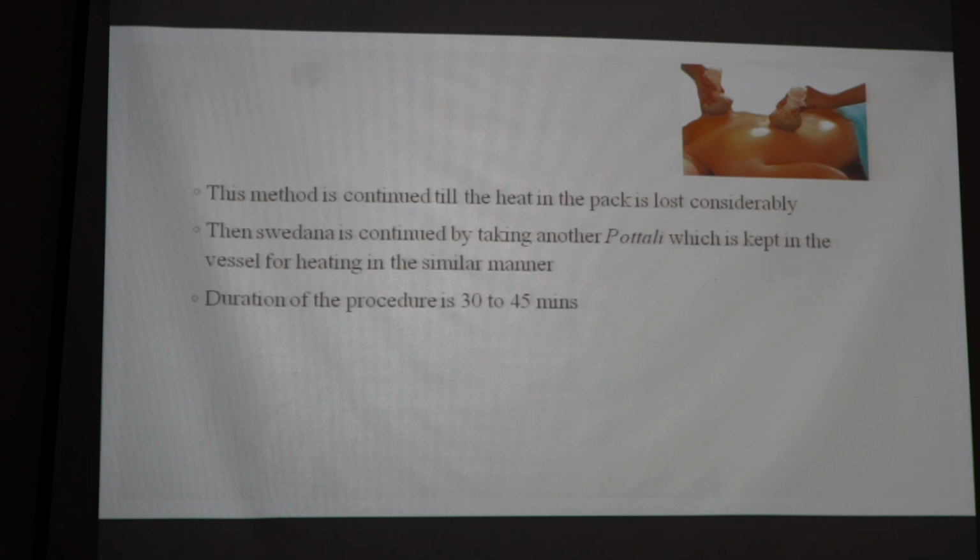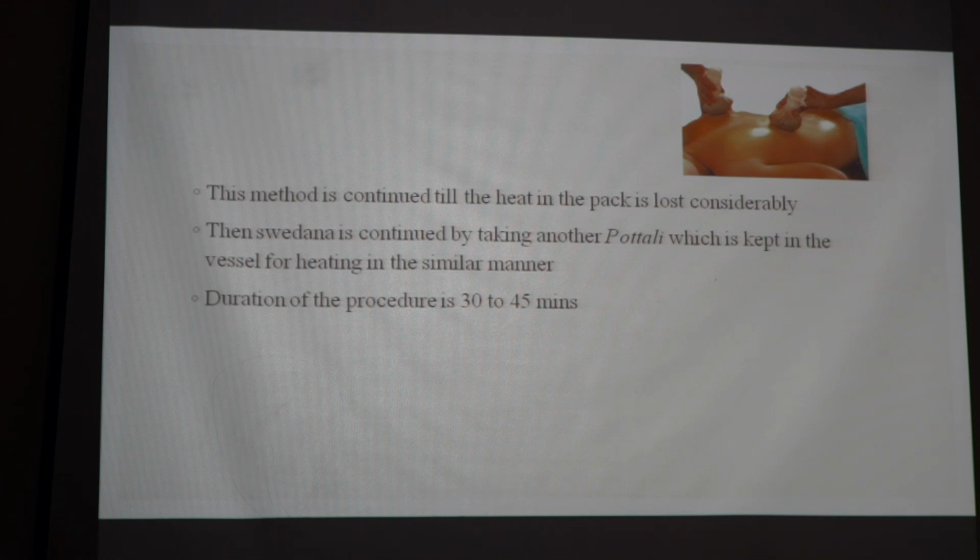What we do, we check the temperature with the dorsum of the hand. We'll pat the potli over the affected organ. Once the temperature is reduced slightly, not very much, then we gently rub that potli over the patient's body. In practical, you will see how it is done.